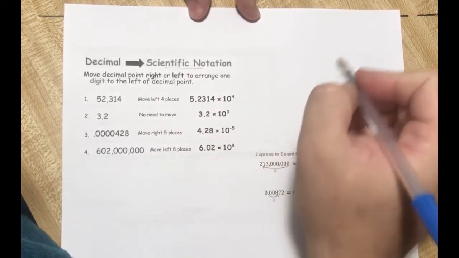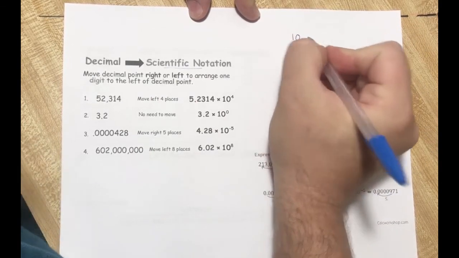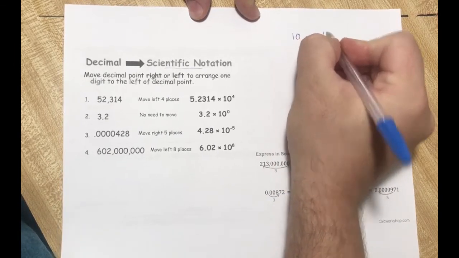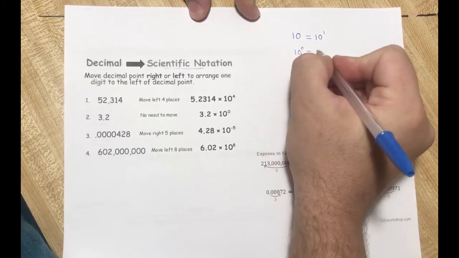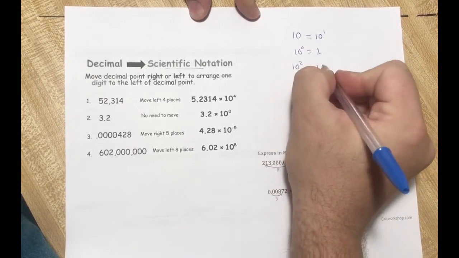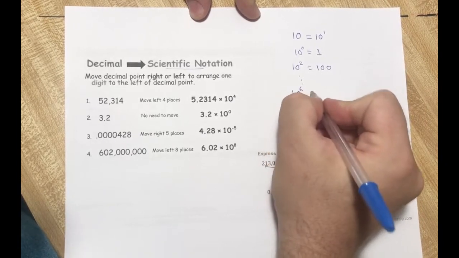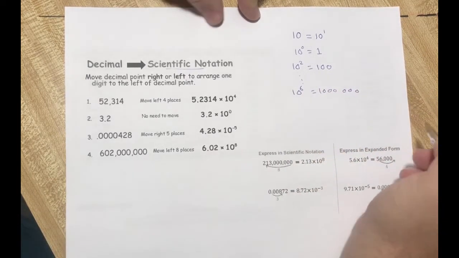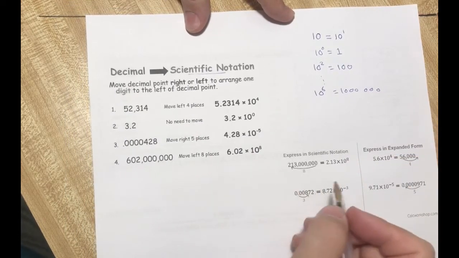Now we know that if we have the number 10, this 10 is equal to 10 to 1, and 10 to 0 is equal to 1. 10 squared is equal to 100, and so on. 10 to 6 is equal to 1,000,000. So we will see how to write some of these numbers.